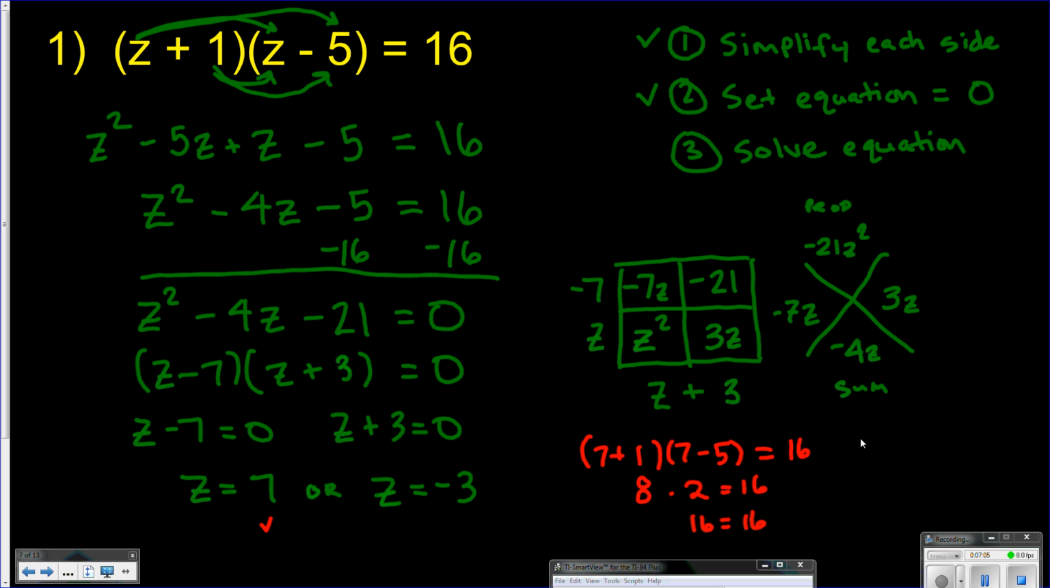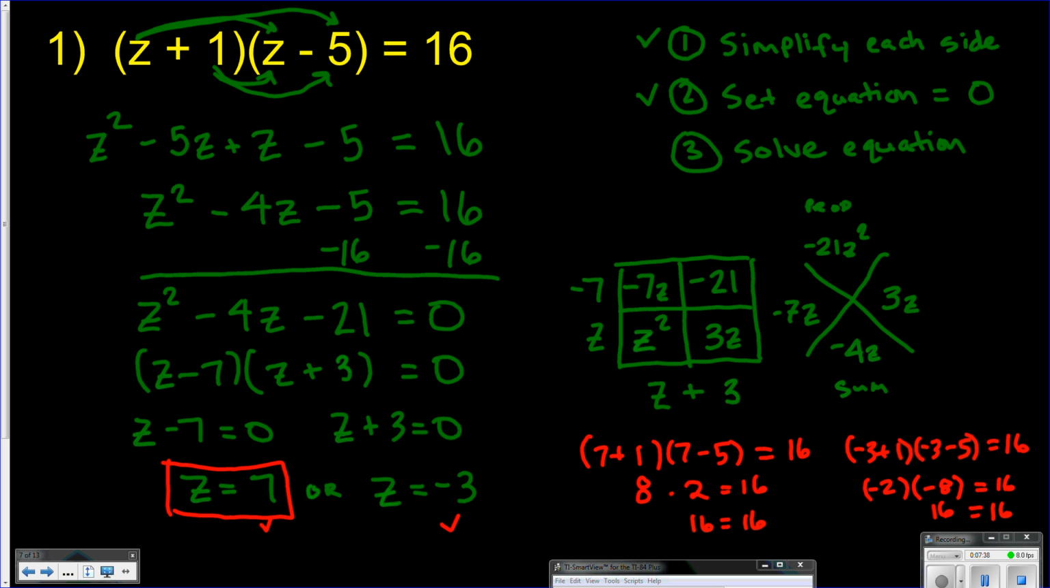And let's try the negative 3. We're going to do negative 3 plus 1 times negative 3 minus 5. That should equal 16. Negative 3 plus 1 is negative 2. Negative 3 minus 5 is negative 8. And when we do that, negative 2 times negative 8 should give us 16. So 16 equals 16. We know the second one is correct. So there is our answer. Z equals 7, or z equals negative 3.